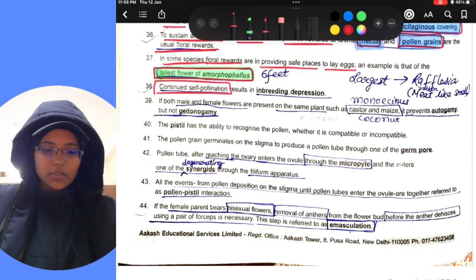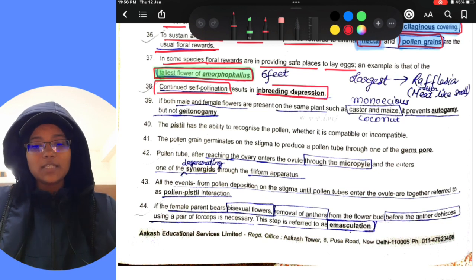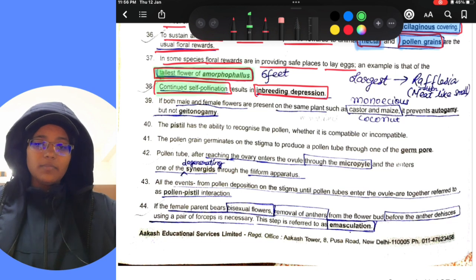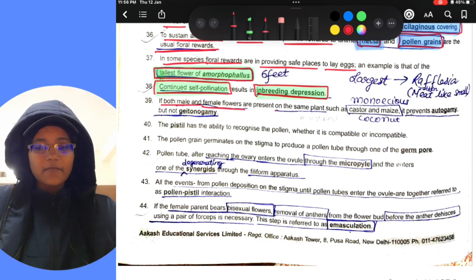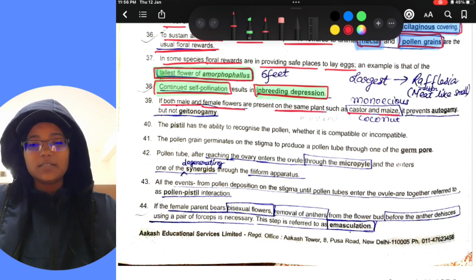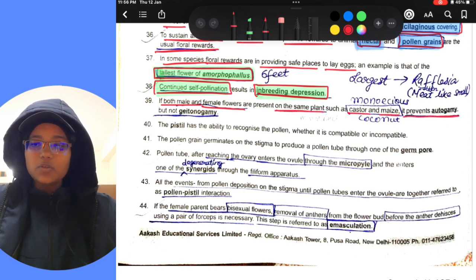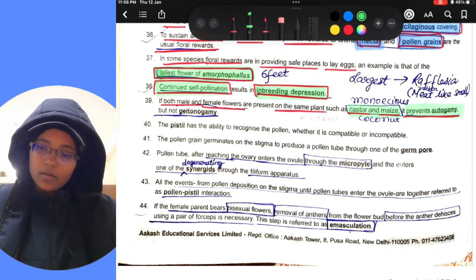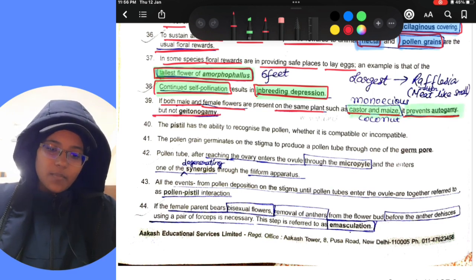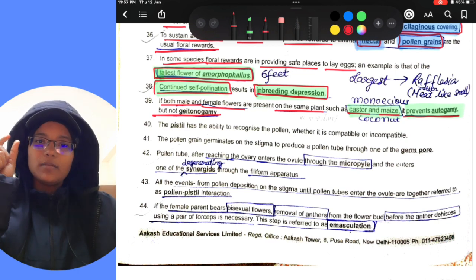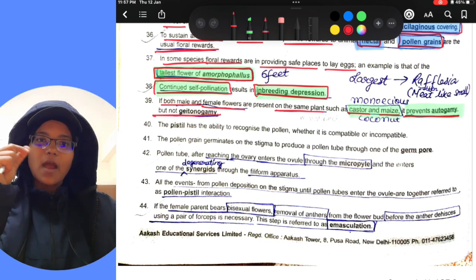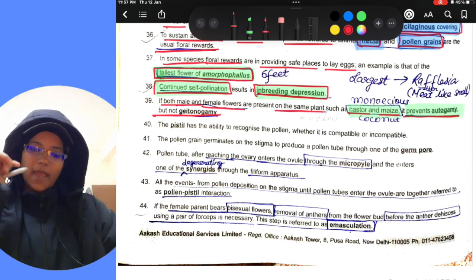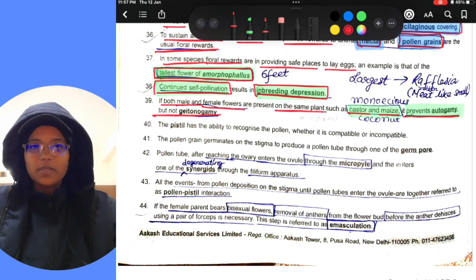Continued self-pollination results in inbreeding depression because no new genes or new varieties will be formed. If both male and female flowers are present on the same plant, such as castor and maize, it prevents autogamy, but not geitonogamy, because the pollen from one flower will be put onto the stigma of another flower of the same plant. So it's just autogamy or geitonogamy that is the process.